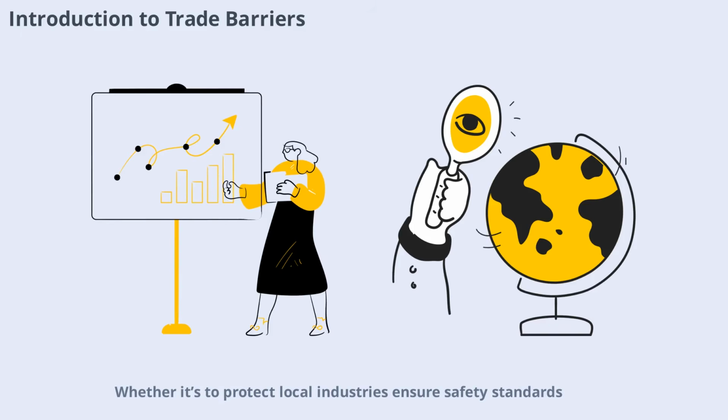Whether it's to protect local industries, ensure safety standards, or respond to political situations, trade barriers play a crucial role in shaping global commerce. Let's explore what they are, why they exist, and how they impact our everyday lives.